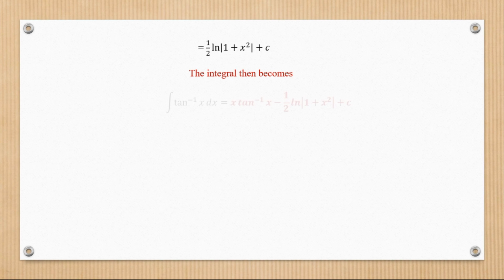So now the integral of tan inverse of x dx shall be equal to x tan inverse of x minus a half ln of 1 plus x squared plus c, and this is the answer we're looking for.